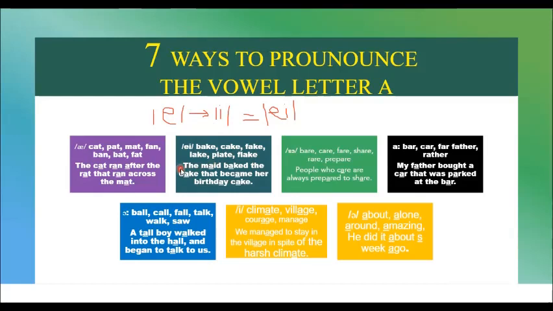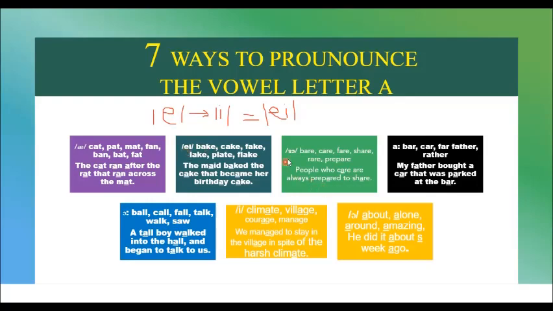Repeat after me. The maid baked the cake that became her birthday cake. The maid baked the cake that became her birthday cake. One more time. The maid baked the cake that became her birthday cake. So by repeating this sentence, you familiarize yourself with the sound.